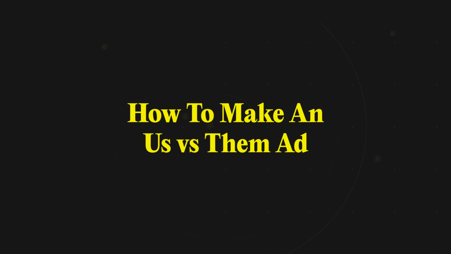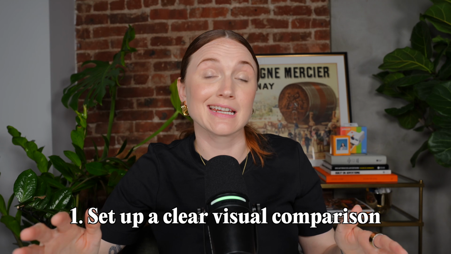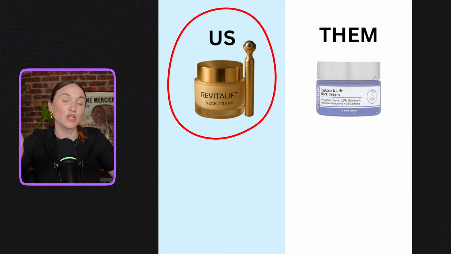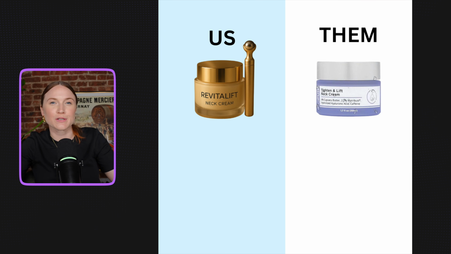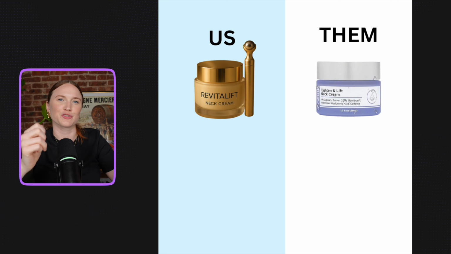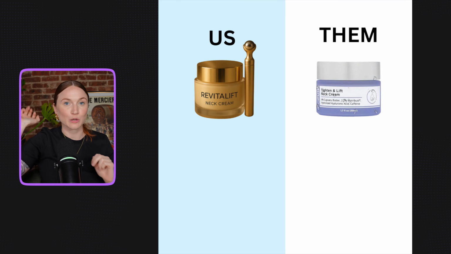Now let's talk about how to make this us versus them format in a 4-step process. Number 1, you're going to set up a clear visual comparison. And I actually like to have the brand that I am advertising for, aka the us, be on the left-hand side, especially if I am advertising to a Western English speaking demographic that reads from left to right, because I want to make sure that my brand, product, or service is the first thing that they see, while the them is on the right-hand side.